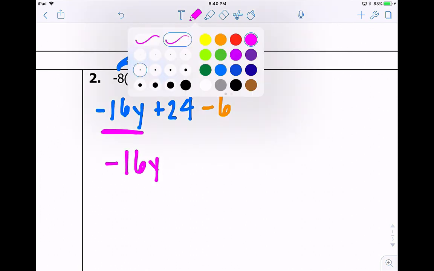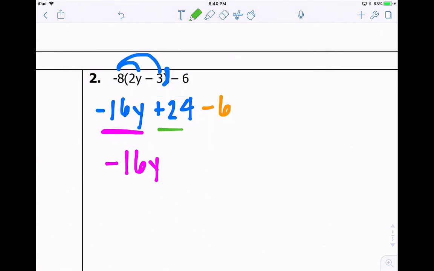And then we want to look at our other terms. We have a +24, that's just a constant. And then we have a -6, also just a constant. So we do that math right there. +24 minus 6 is going to give us a +18. So that's going to be +18. So our simplified expression here is -16y plus 18.